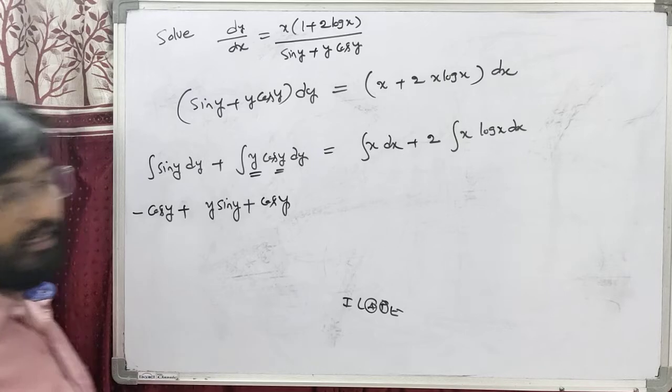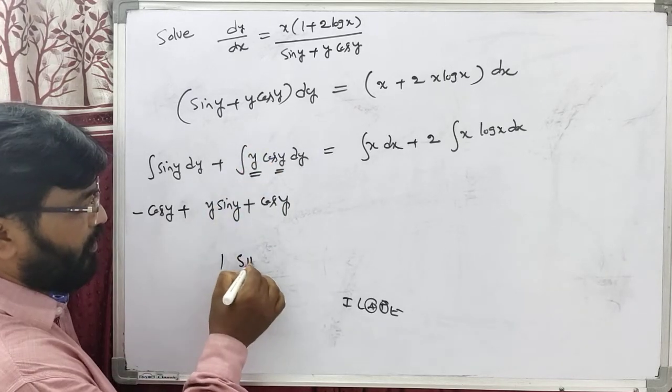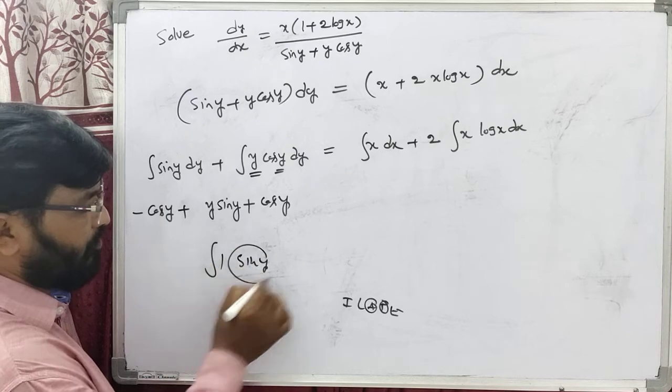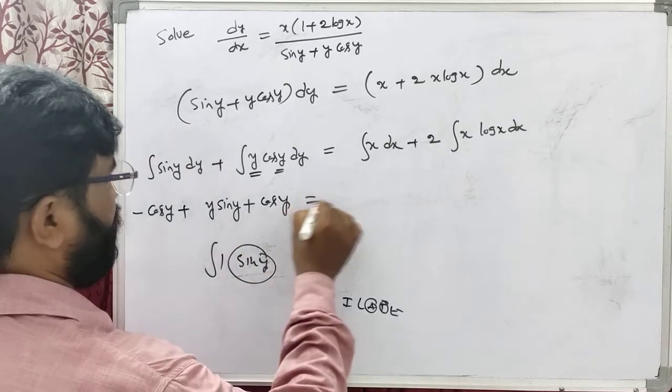I can write directly, students. How to write? The derivative of y is 1. The integral of cos y is sin y. The integral of sin y is minus cos y. Minus minus plus. This is the uv.